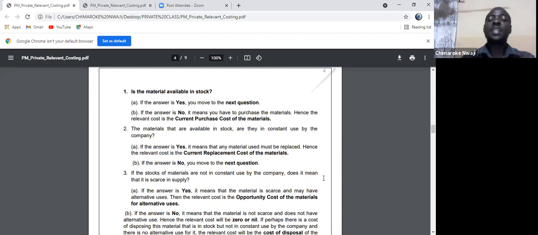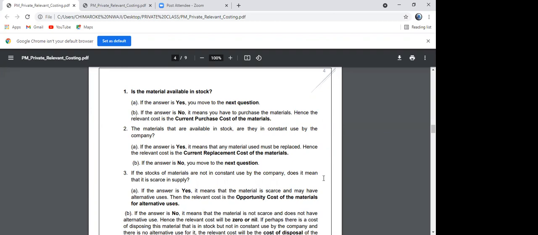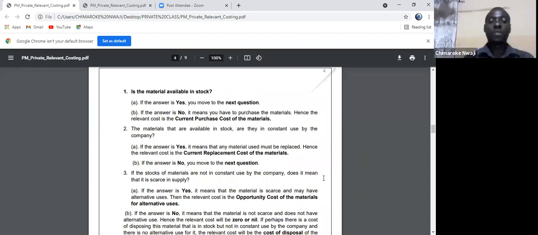But if you say that the material is not available in stock, you are saying no, then you are stuck there. It means that if the material is not available in stock, you may need to purchase the material that you need. Hence, the relevant cost at that point is the current purchase cost of the material. So, see how answering the first question in the negative, no, has given us a relevant cost, the current purchase cost of the material.